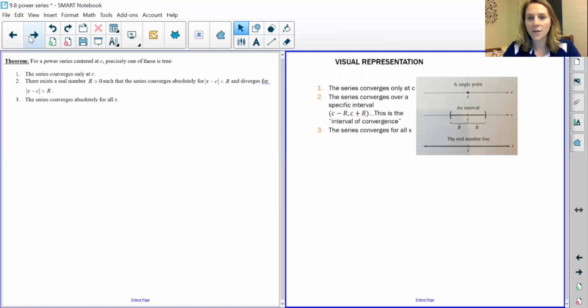Visually, if we have a series that only converges where it's centered, right here, we'd get a single point. If the series converges over a specific interval, so this is sort of like plus or minus, then this is our interval of convergence. You can see we have this radius of convergence here. And if the series converges for all of x, that's the whole real number line, so you can see that we would always converge.